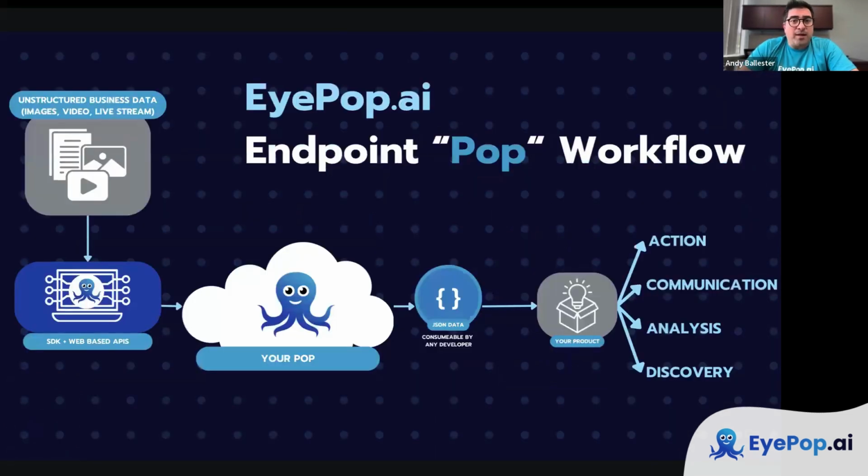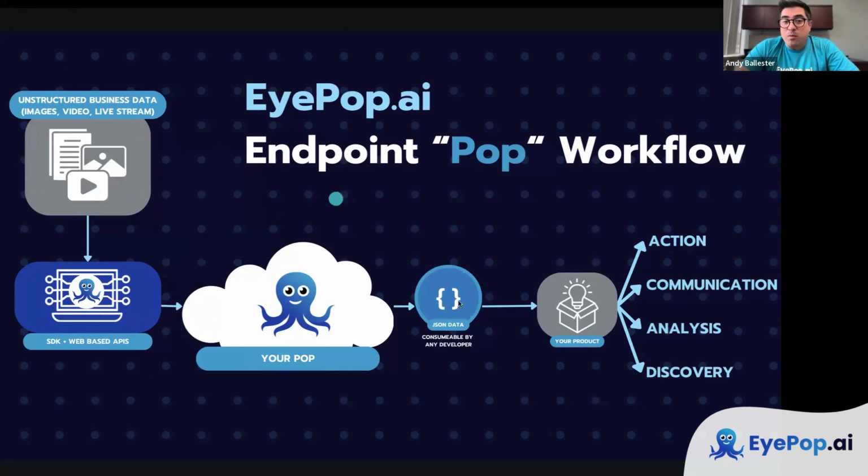This is how EyePop.ai works. So we create API endpoints. We call them POPs. And a POP is really a computer vision recipe coupled with an AI worker server in the cloud. And a little bit later, we'll talk about some of how do I deploy this to the edge. We have some capabilities there. And what you do as a developer is take your unstructured business data in the form of images, video, or live streams. You connect with our SDKs. These are really easy to use, and we're going to be talking a lot about how to use these today.